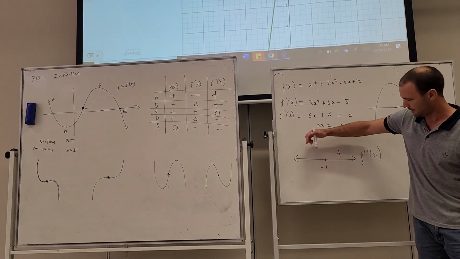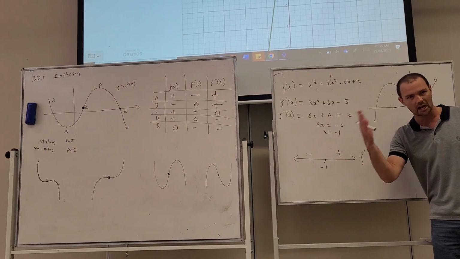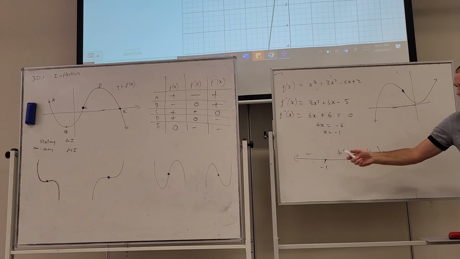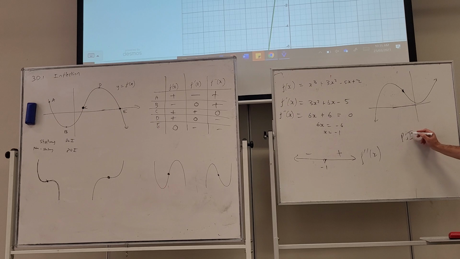It's very unlikely. Most of the time, you do have a change. And regardless, we can look at this graph and observe there's a point of inflection. I can see it. It's changing shape. It's gone from concave down to concave up. So that supports it. So we know there's a point of inflection at x is minus 1. That's the x coordinate.